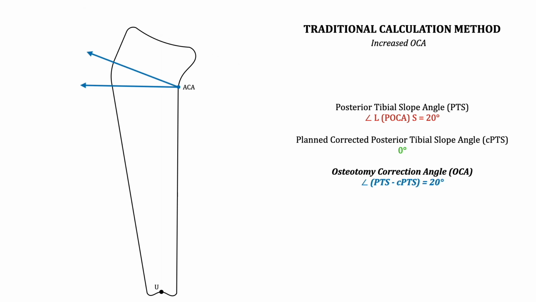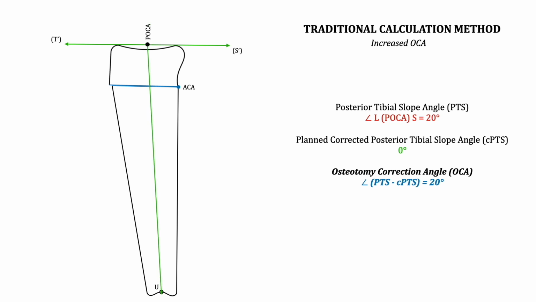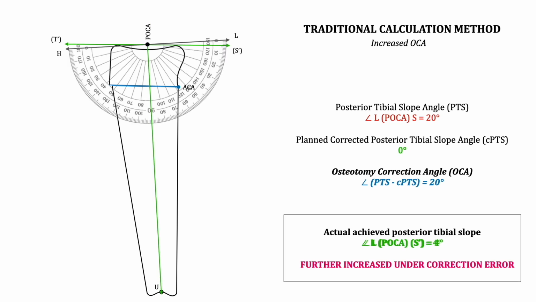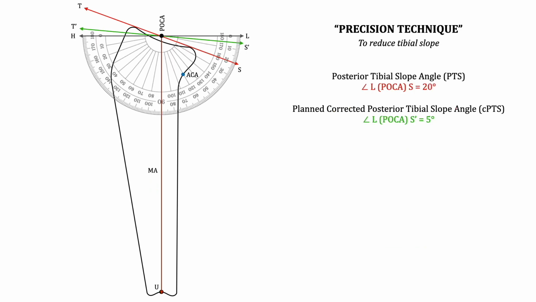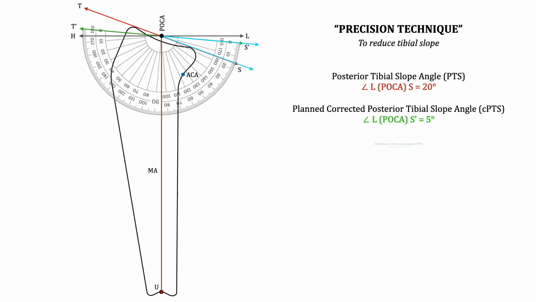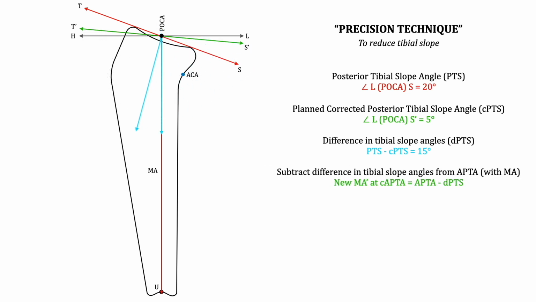The precision technique is devised to avoid errors in calculation and to standardize precise calculation of OCA irrespective of position of the ACA. Here, in this case, we plan to reduce posterior tibial slope from 20 degrees to a postoperative value of 5 degrees. We therefore subtract the difference in tibial slopes, which is 15 degrees, from the anterior proximal tibial angle to get our new planned postoperative mechanical axis, MA'.